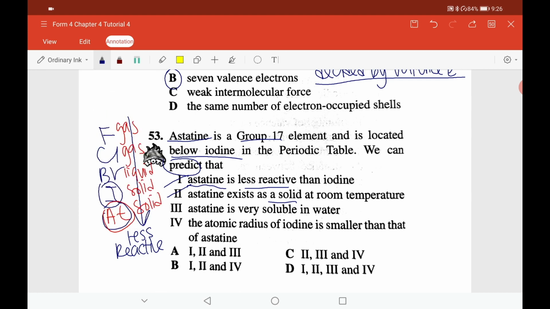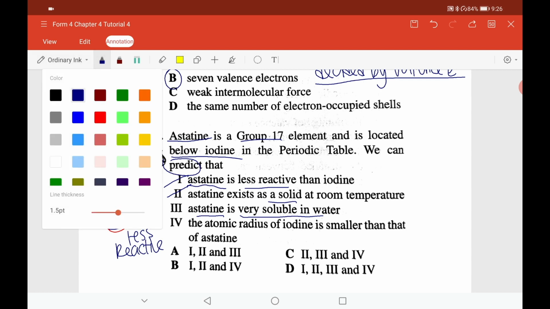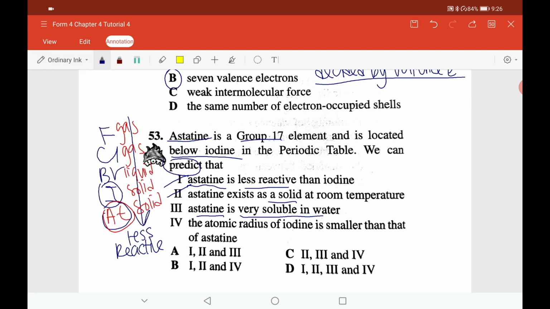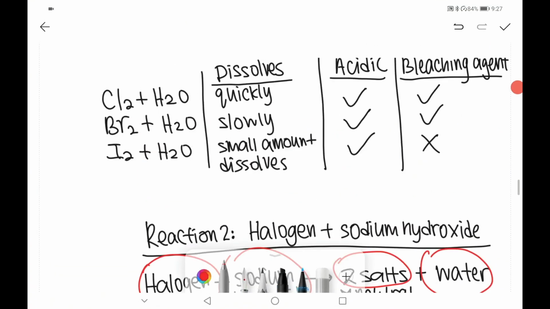Answer 3, astatine is very soluble in water. This is wrong. Going down the group, it becomes less and less reactive. When it's less reactive, it's very hard to react with water. When it's very hard to react with water, solubility should decrease. It should become less and less soluble. And we learned this in the last lesson.